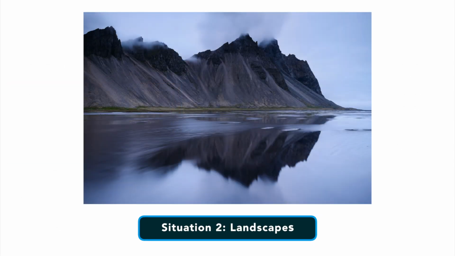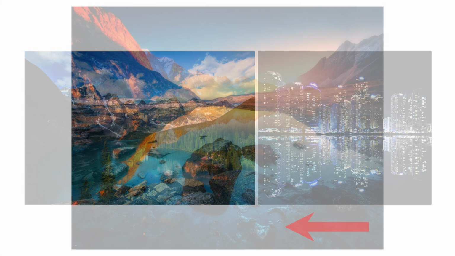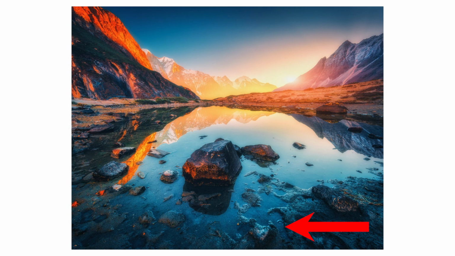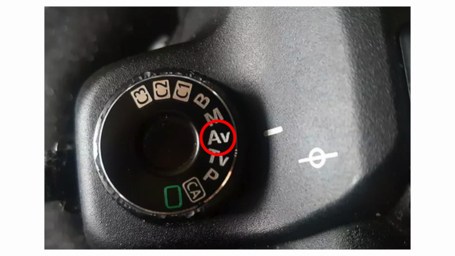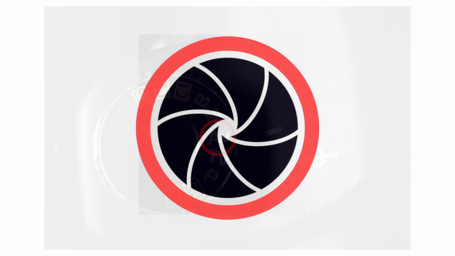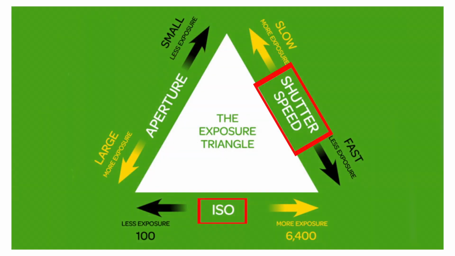The next situation where you might want to use this, if you're doing something like shooting landscapes. While shooting landscapes or even cityscapes, you might want to have both the foreground and the background very much in focus. This is only possible if you manually choose a small aperture, which is a high f-stop number. Aperture Priority Mode gives you the freedom to select the desired aperture value, maybe like f/16 or f/22, to get a very deep depth of field while your camera takes care of the shutter speed and the ISO.